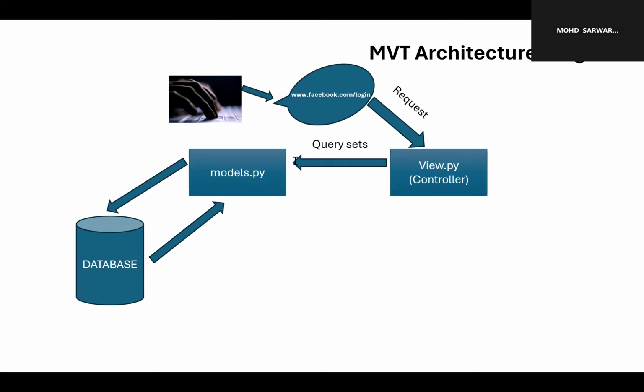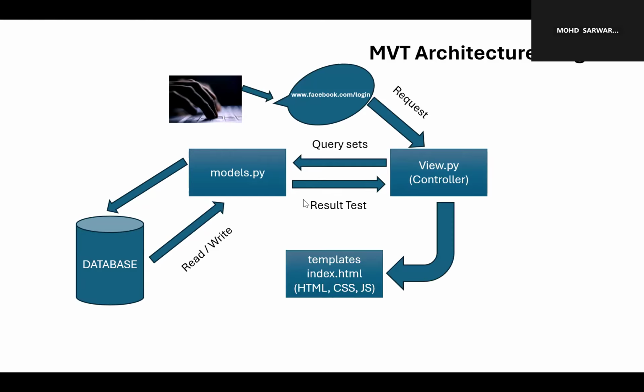Once the view receives the data, it prepares the final output and passes it to the template. Templates are responsible for displaying the content to the user. In Django, templates are usually HTML pages that may include CSS and JavaScript also.